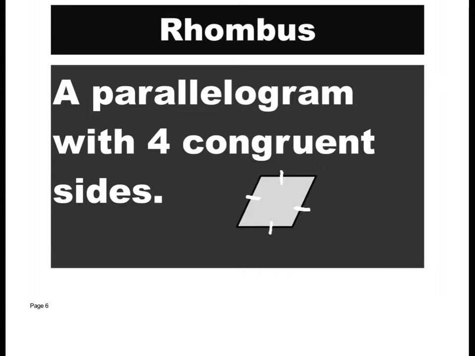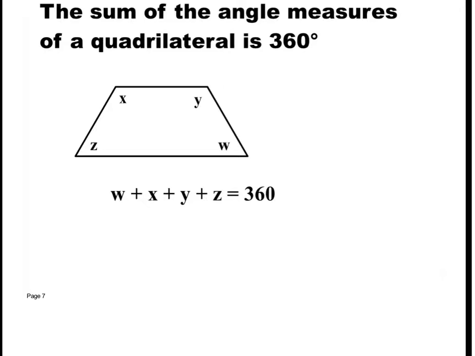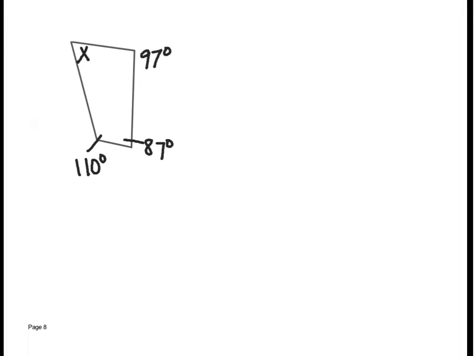And then we have a rhombus, which is a parallelogram with four congruent sides, but not the right angles. So it's just like a square, except it doesn't have the right angles. Here's what you need to know. The sum of the angle measures of a quadrilateral is 360 degrees. So the sum of the angle measures of a rectangle, a square, a trapezoid, a rhombus, they all equal 360 degrees, because they're all quadrilaterals, and all quadrilaterals have 360 degrees for the sum of their angle measures. So if you need to know one of the angle measures, you add them all up, and they should give you 360. So write this down.